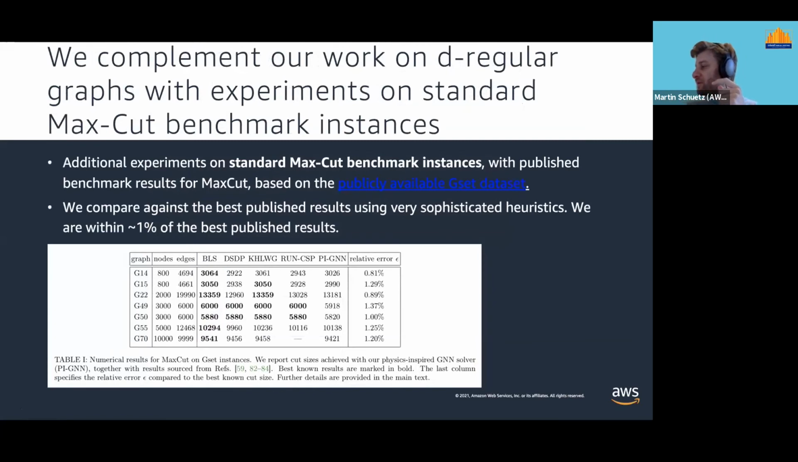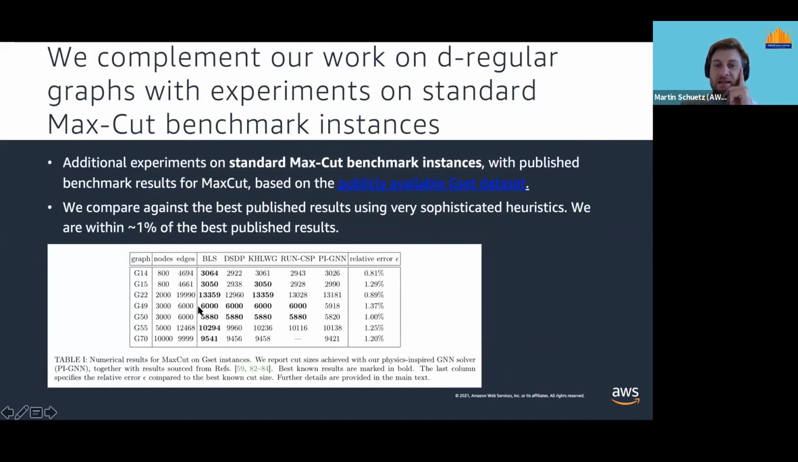We've done some further benchmarks showing that this appears to perform very well on the canonical maximum cut problem. It's similar to the maximum independent set problem, but describes other use cases, again, and known to be NP hard, so something you cannot solve exactly.